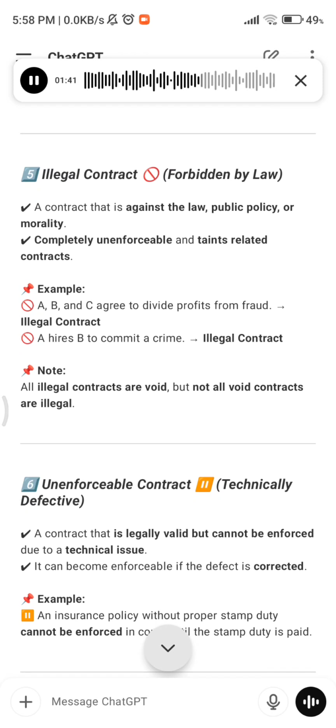5. Illegal contract. Forbidden by law. A contract that is against the law, public policy, or morality. Completely unenforceable and taints related contracts. Example, A, B, and C agree to divide profits from fraud, illegal contract. A hires B to commit a crime. Note, all illegal contracts are void, but not all void contracts are illegal.